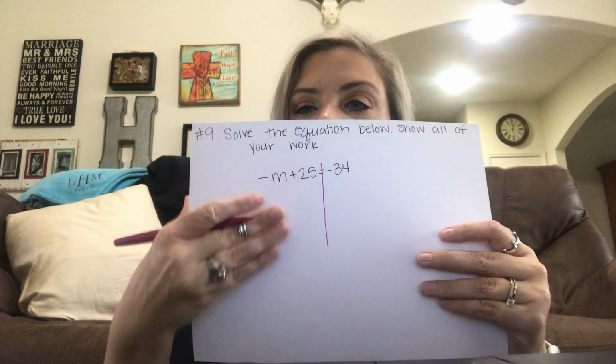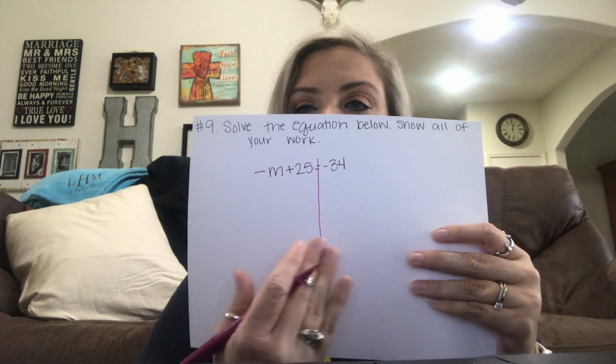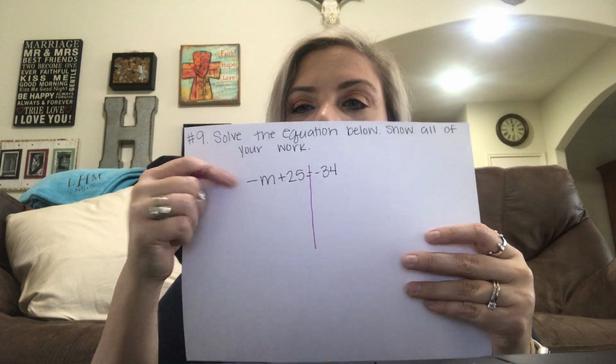On to number 9. Number 9 says, solve the equation below, show all your work. Now guys, remember with an equation, our first step is to draw a line down the equal sign. This shows us that we've separated. This side should equal the same as this side. So when we have a variable, we're going to box the variable and any sign in front of it. So I'm going to put a box around m with the negative sign in front of it.